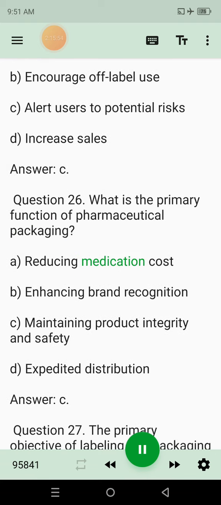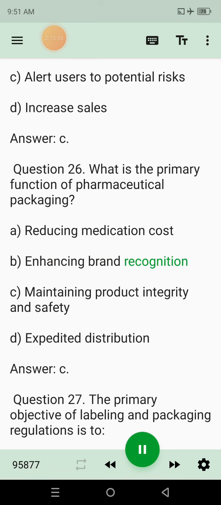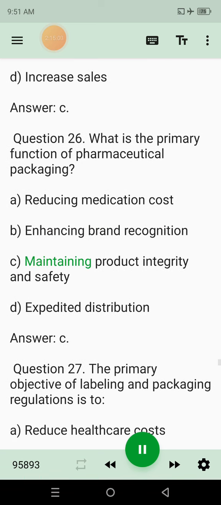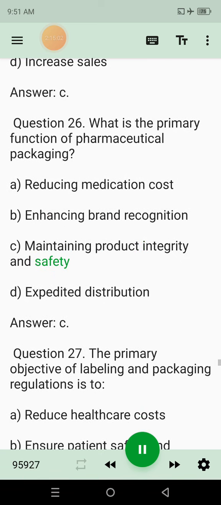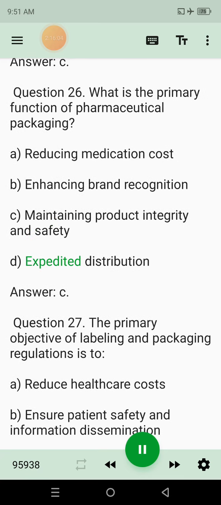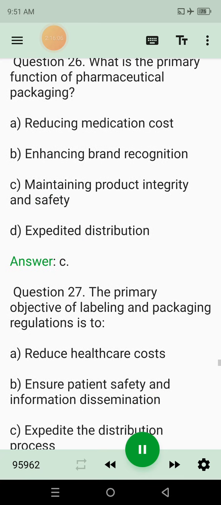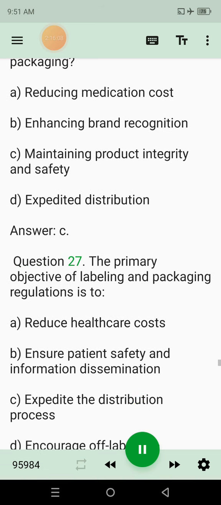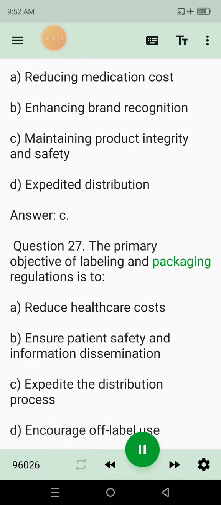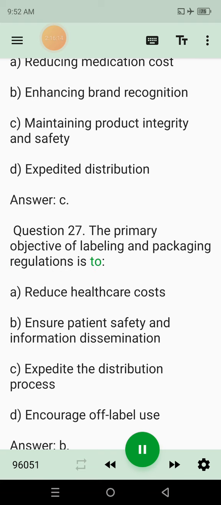Question 26. What is the primary function of pharmaceutical packaging? A. Reducing medication cost. B. Enhancing brand recognition. C. Maintaining product integrity and safety. D. Expedited distribution. Answer. C.